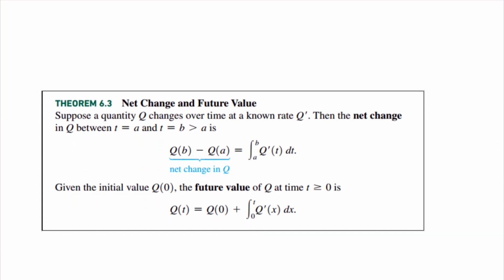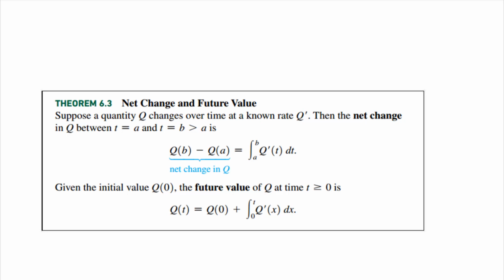Theorem 6.3. It's net change. I feel like these are all the same things. Remember the velocity and position, the acceleration and the velocity, and now net changes? They're all the same thing. There's no difference. It's just all about what application you're putting in there.